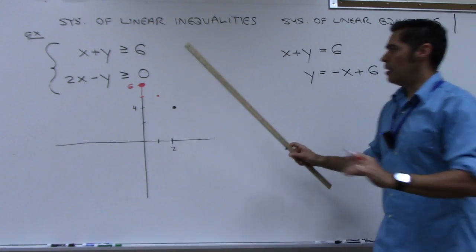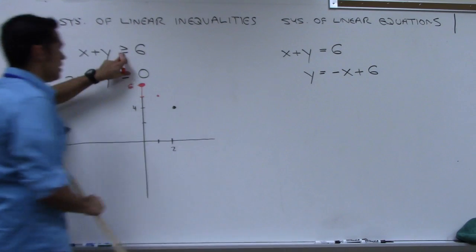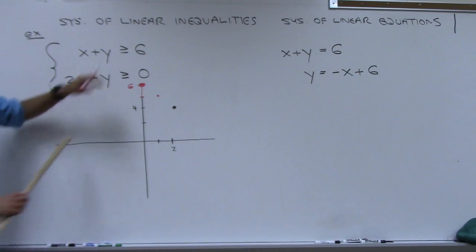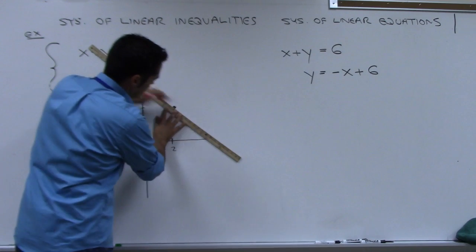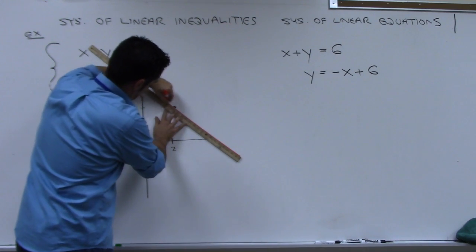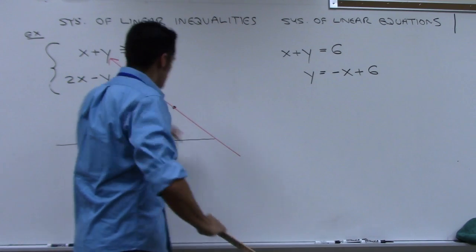And I'm going to draw what through there? Solid, because it had the equal on here. So I'm going to draw a solid line right here. Let's take care of the shading right now.